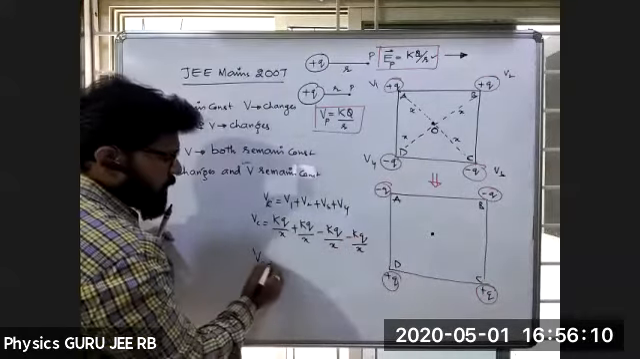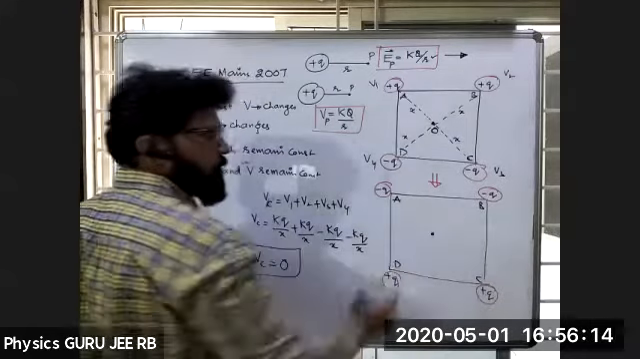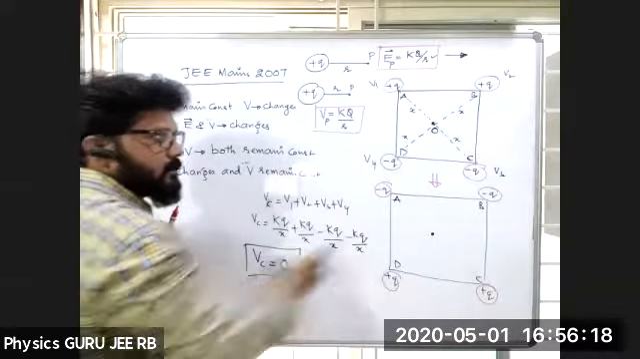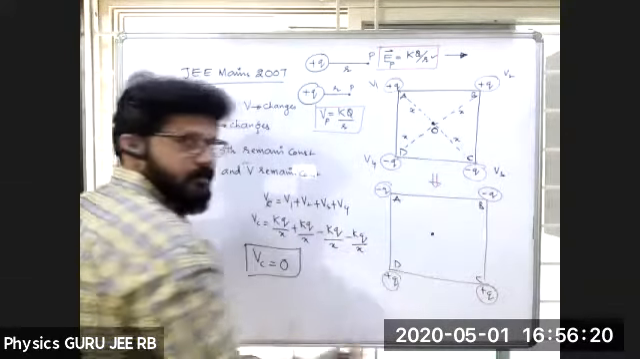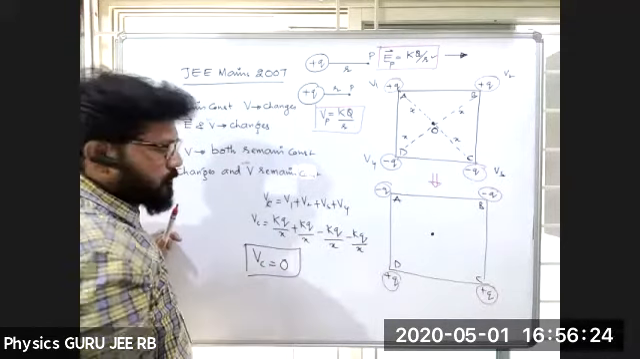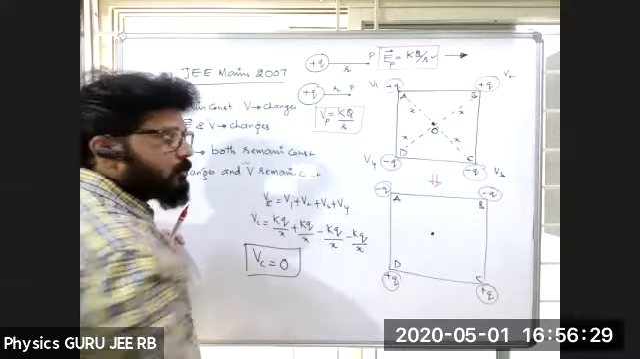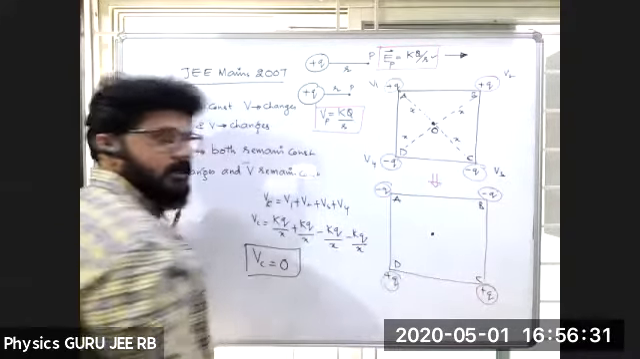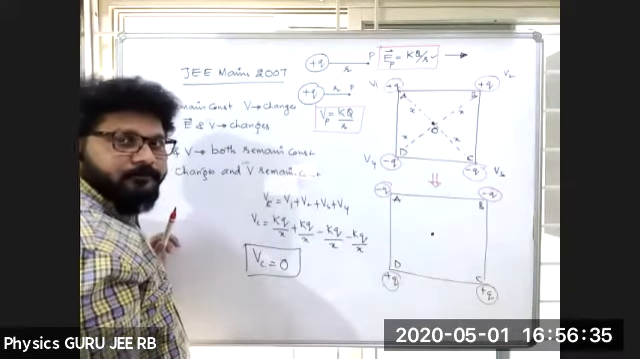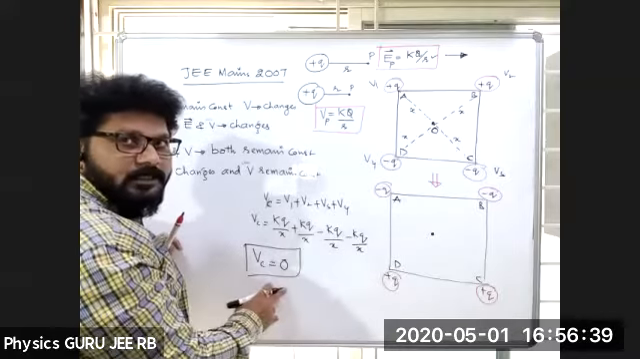So V at the center will become what? 0. In both the cases, the potential at the center will be 0. Here or here, no change, because of the 4 charges, 2 are positive and 2 are negative. So the potential at the center is 0 in the first case or the second case when they are interchanged. From one system to another system, in both cases, the potential at the center is 0.